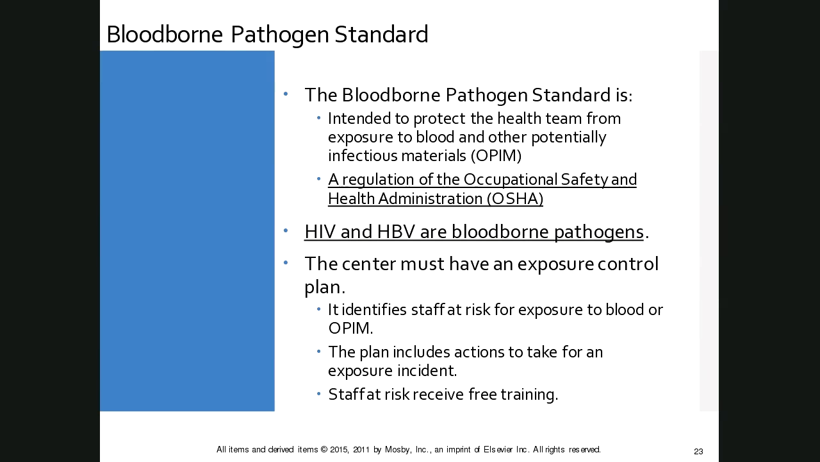So sometimes you have to talk to them from the doorway. So the bloodborne pathogen standard is intended to protect the healthcare team from exposure to blood and other potentially infectious materials, or OPIM. It is a regulation of OSHA. So this would include HIV and HBV, which are both bloodborne pathogens, okay?